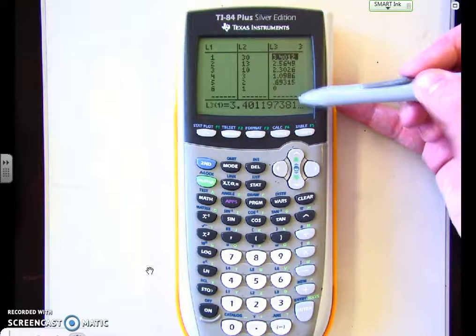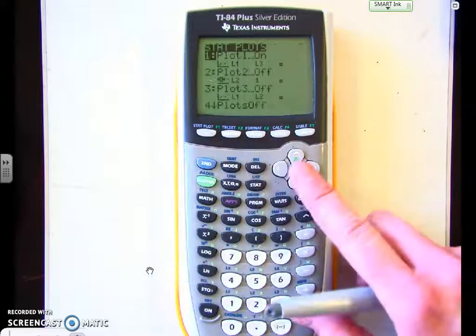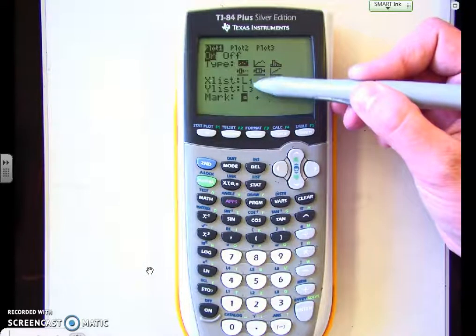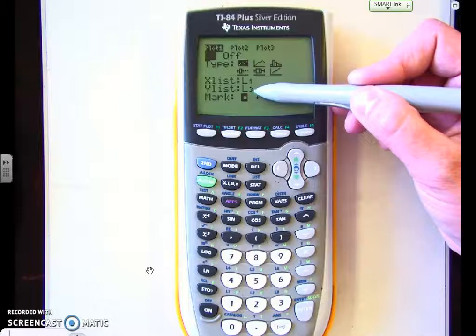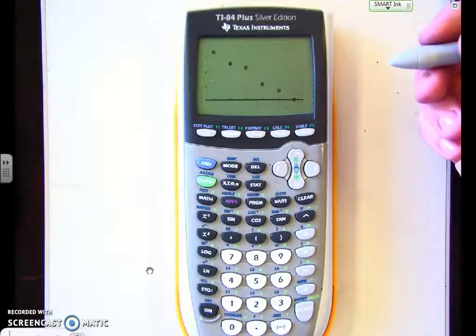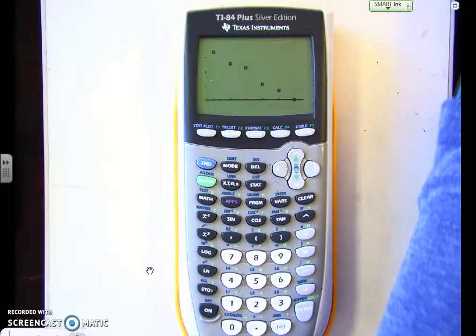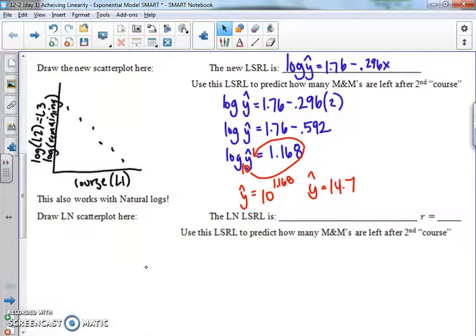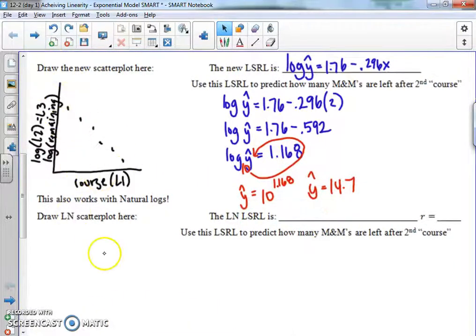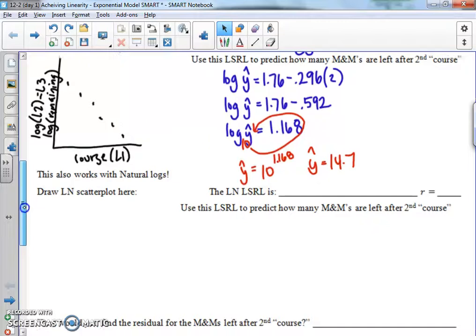Again, I'm going to look at the scatter plot. It's already set for list 1, list 3, so that's the course with the natural log of the remaining. I'll hit zoom 9 to see that. And what do you know? The graph looks exactly the same as if I did a logarithm. So I could pretty much just do that. Well, maybe I'm not going to do that. I was going to try and be cool with my technology, but I'll just redraw the same picture.